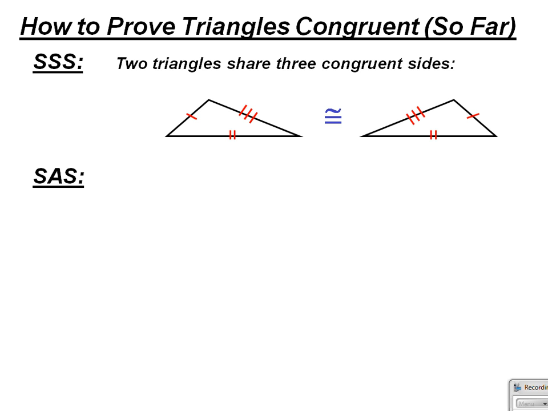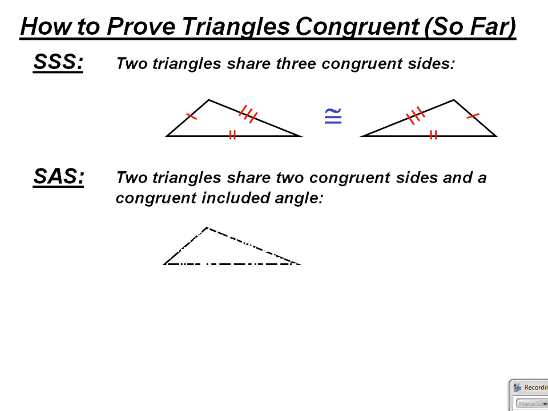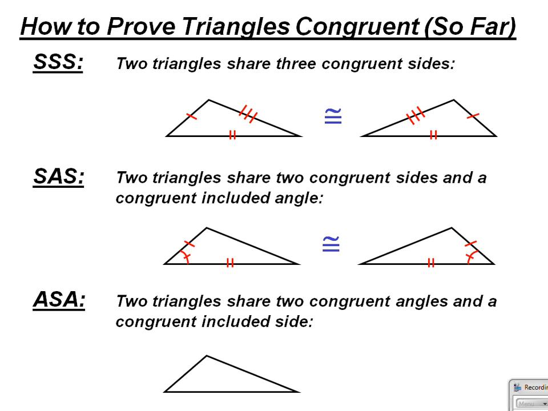In addition, there was the SAS, or side-angle-side congruency conjecture, which said with those two triangles, if you had two pairs of sides and an included angle that were shown to be congruent, that also was enough information to prove that the triangles were congruent. And finally, ASA, which said that if two triangles shared two congruent angles and an included side which was also congruent, then that was also enough information to prove that the triangles were congruent.